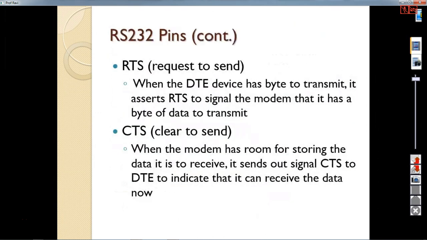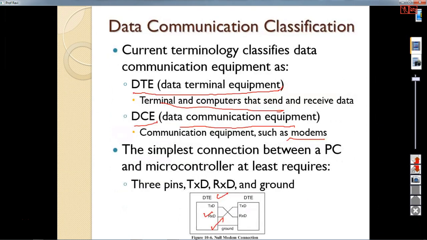So CTS is clear to send. When the modem has room for storing the data it is to receive, then it sends out a signal CTS to the DTE to indicate that it can receive the data. So here it is DTE only, a null modem connection. No modem is used in this case.